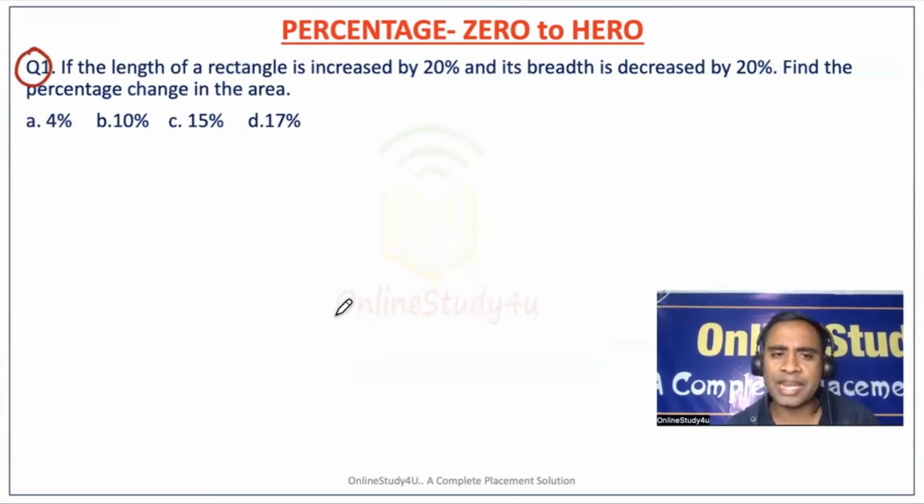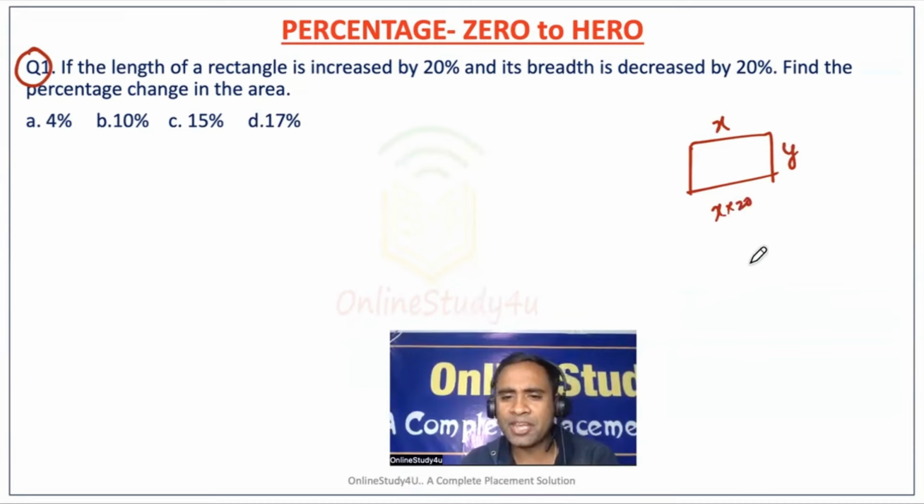If the length of a rectangle is increased by 20% and its breadth is decreased by 20%, find the percentage change in the area. Now many of them will take one rectangle and then they will tell you x%, you take x and y, and now an increment of 20%, so x into something they will do, right? Many of them will tell you the formula xy divided by x plus y, like this.